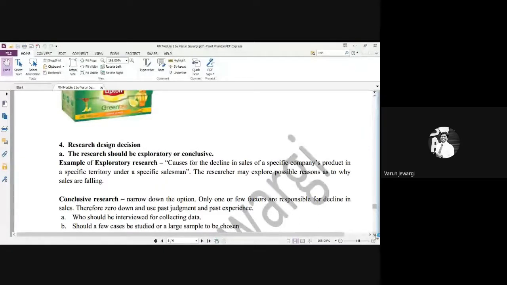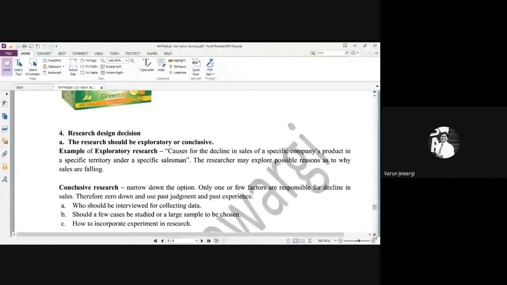Whereas in conclusive research, out of these five reasons, they are going to conclude that our advertisements are not good, so our sales are declining. He's going to conclude it, he's going to end it. In conclusive research, they narrow down the options. Only one or a few factors are responsible for the decline in sales. Out of these five reasons, they pick one and say this is the reason why our sales are declining. Such research we call conclusive research.